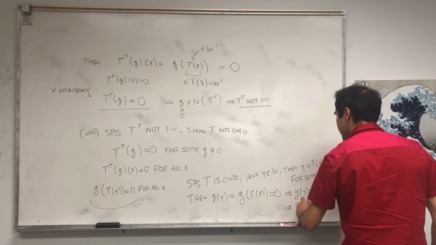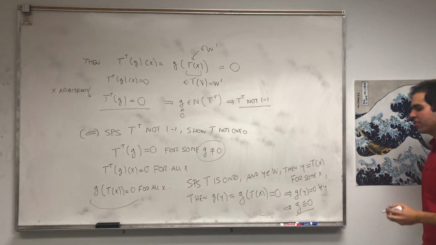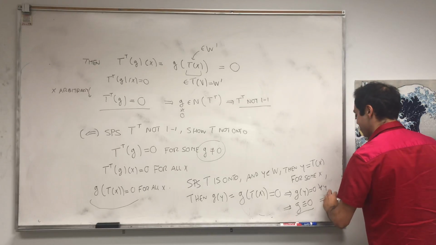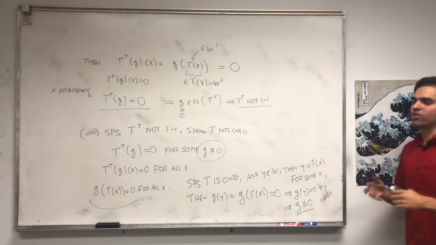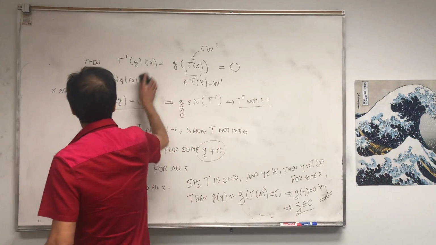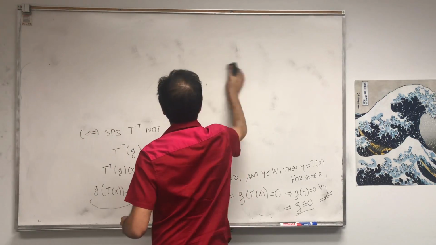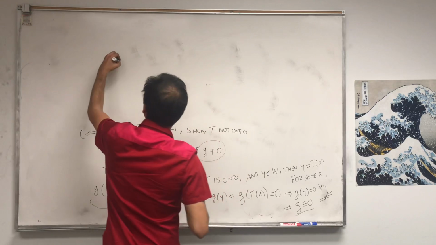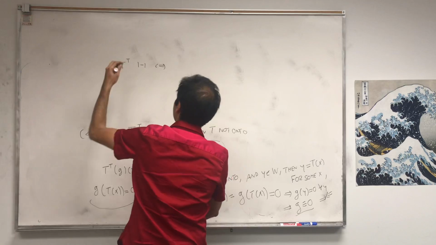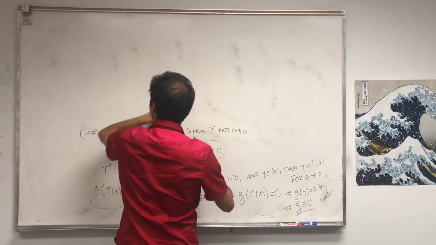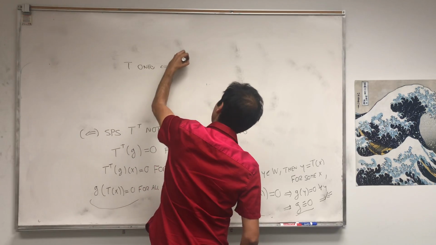But this just means g is the 0 functional. But remember, we assume g is not the 0 functional. And that's a contradiction. And this is why T must not be onto if T transpose is not 1-to-1. And this concludes at least the proof of this claim. So what we have shown is that T is onto if and only if T transpose is 1-to-1.